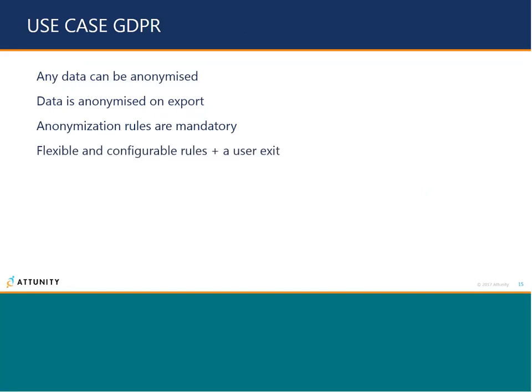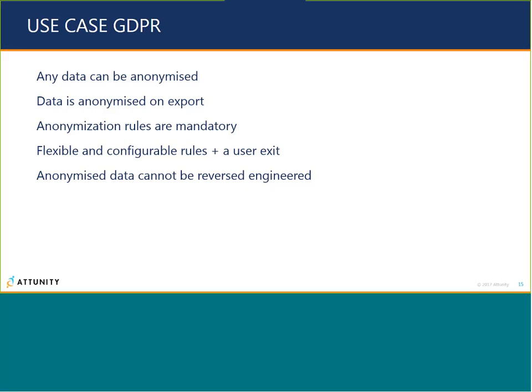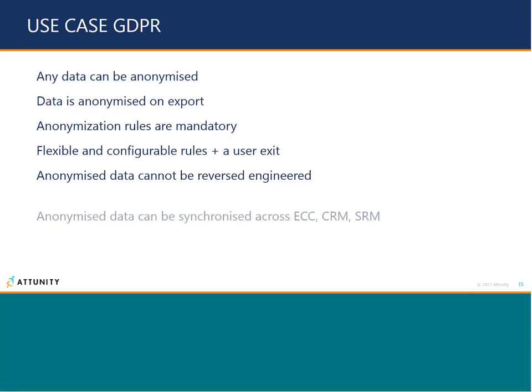The rules are configurable, flexible, and you can have a user exit to cover all of your requirements. The anonymized data, and again, this is very important, cannot be reverse engineered. The only way of seeing what the original data is would be to stand up two systems, your production system and your non-production system, side by side with the same information on screen. That is the only way that you could actually track back to the original data.